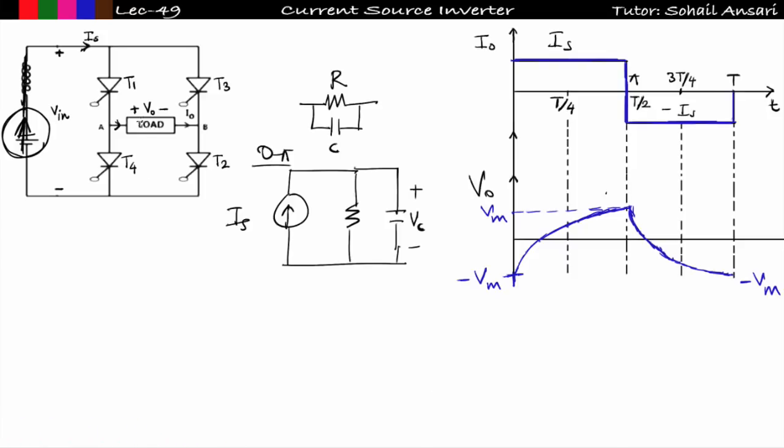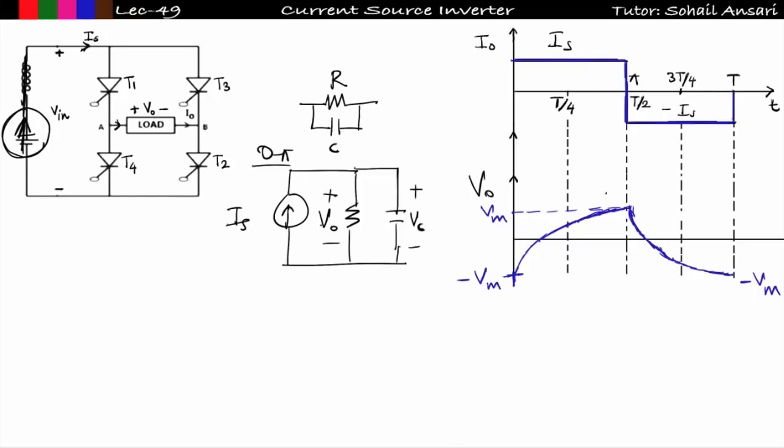So if I talk about V0, it is nothing but the voltage drop across this R load, and this V0 and this VC are both in parallel. R and C are in parallel, so V0 will be equal to VC. So overall I can say the output voltage will be exponential in nature and it is lagging behind the current by some angle phi.